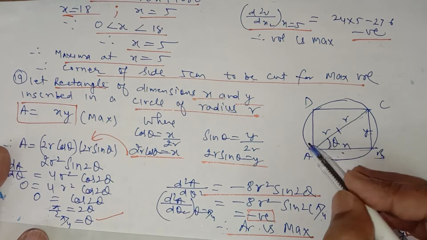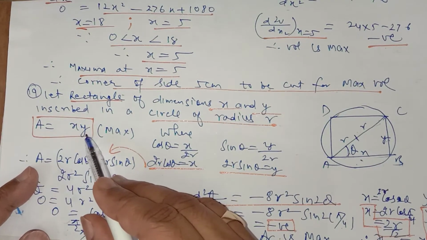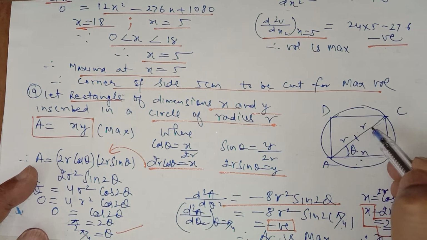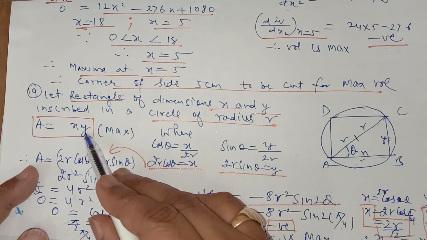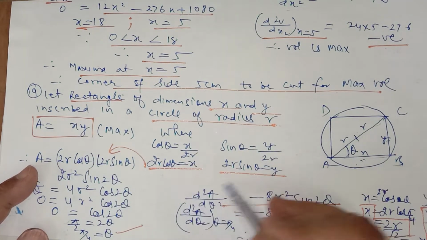x square plus y square is equal to 2r whole square. So in place of y, you can replace the value of y as under root of 2r whole square minus x square, to eliminate one of the variables. You can do it by using the Pythagoras theorem also, instead of using trigonometry.